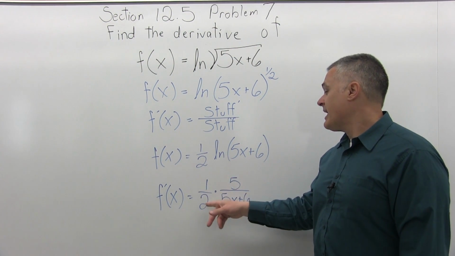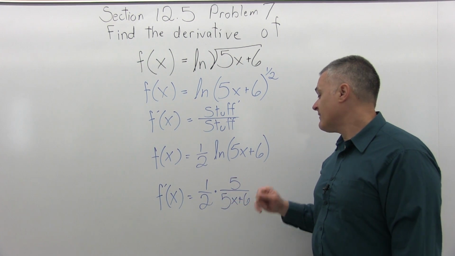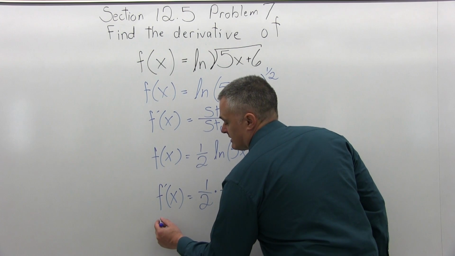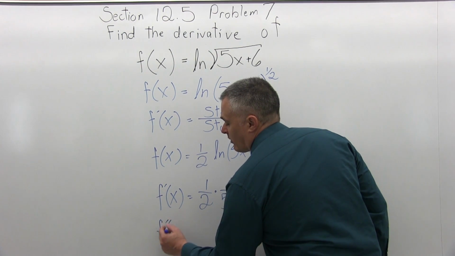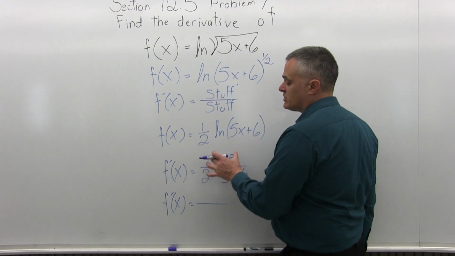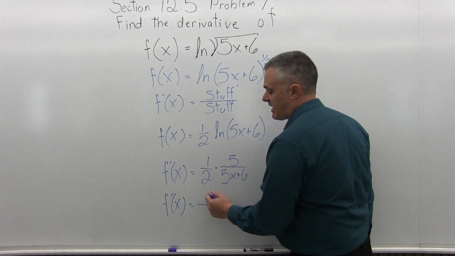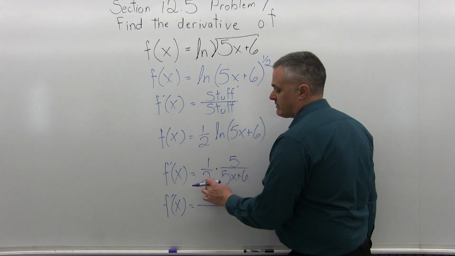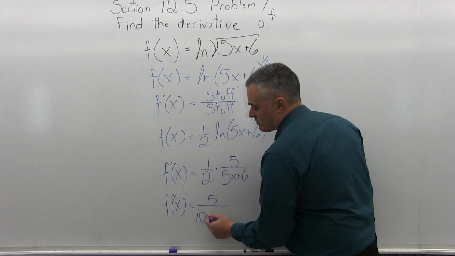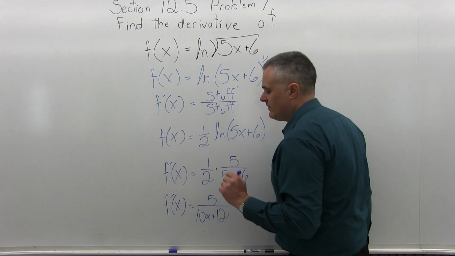So now as I fill in the formula for the answer, f prime of x equals, the 1/2 in front just stays in front. Again, there's no variable. I don't need to apply the product rule. It's not 1/2 x. It's just 1/2, just the number. So it stays in front. Then times stuff prime over stuff. The stuff is 5x plus 6, so I'll put that in the denominator right away.